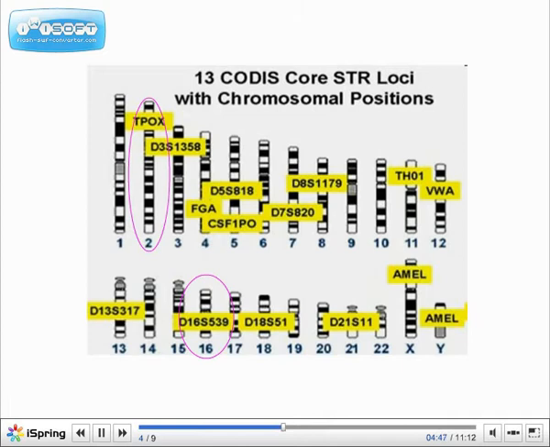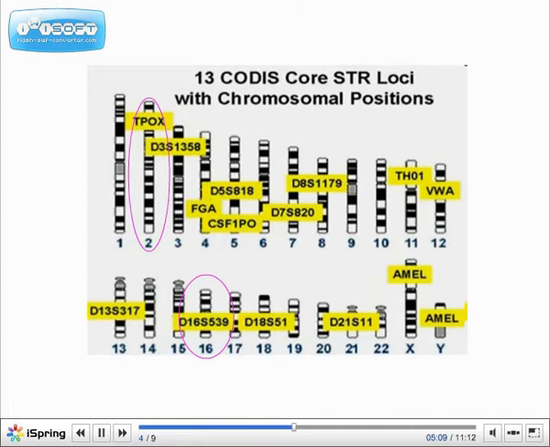The D16S539 locus, which is present in human chromosome 16, has 9 alleles designated 5 through 15 according to the number of copies of the repetitive element GATA. Since there are two homologs for each chromosome, each individual has two alleles at an STR locus.